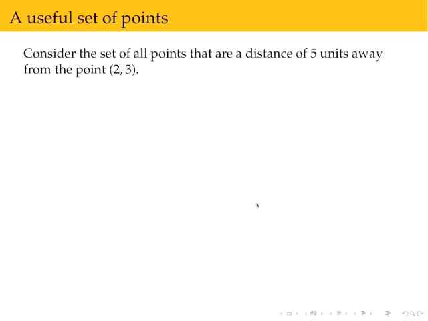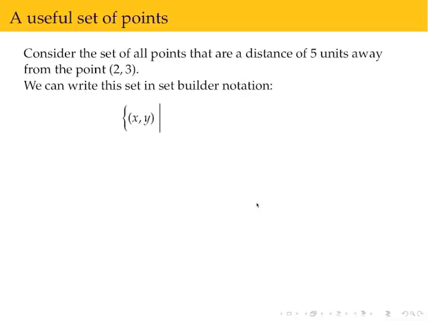So now we're going to talk about another situation where the distance formula comes in. Say we want to consider the set of all points that are a distance of 5 units away from the point 2, 3. I can use my set builder notation for this. And remember, the thing before the bar is what is in the set. Earlier, we always had a single variable here, maybe with some restrictions of what set it was coming from.